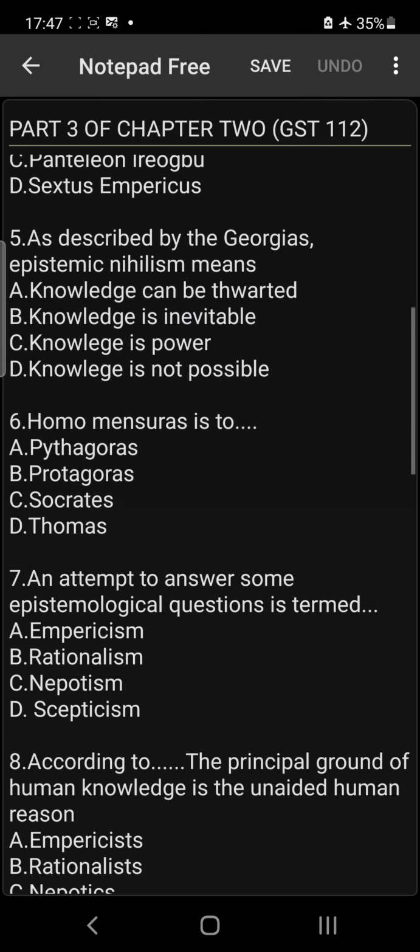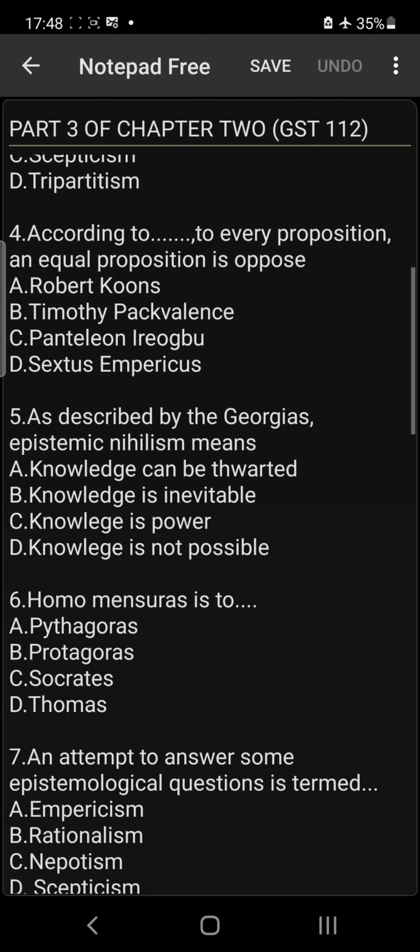Number 5, as described by the Georgians, epistemic nihilism means dash. Knowledge can be thwarted or terminated or sabotaged, whichever one. Knowledge is inevitable, that is unavoidable. Knowledge is power. Knowledge is not possible. So what do you think the answer is? Please, as described by the Georgians, epistemic nihilism means knowledge is not possible.